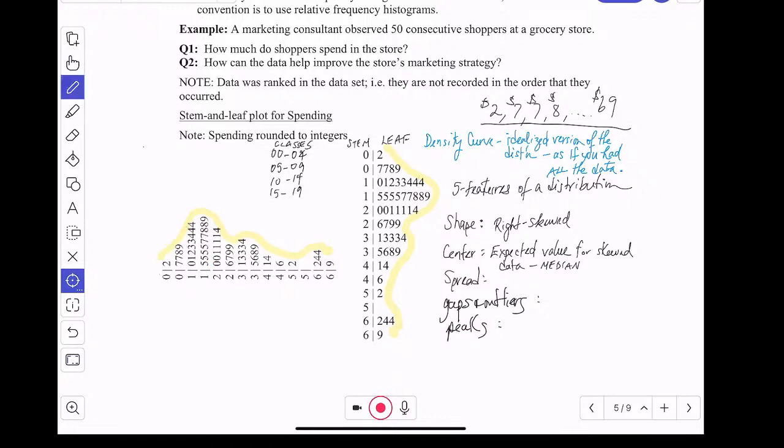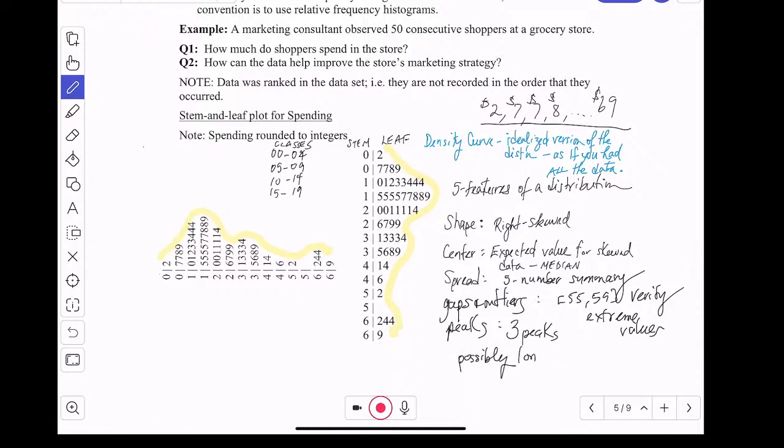So let me just summarize. In data that's skewed, for the spread, you want to present what's called the 5-number summary, which consists of the percentiles, the quartiles of the distribution. For gaps and outliers, you want to comment, and here there's one gap between 55 and 59. And outliers, we would need to verify extreme values to see if they are, in statistical terms, statistical outliers. And peaks, we're going to identify 3 peaks and say that they represent possibly low, middle, and high income earners, but we'd have to investigate.